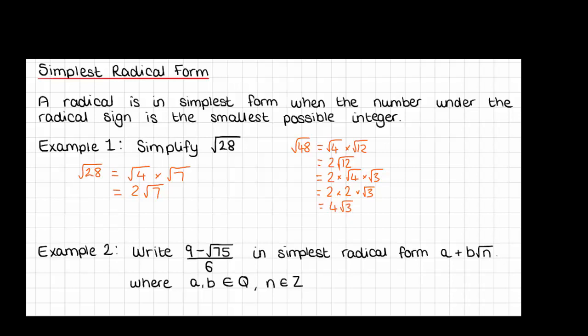Now we had to do that process twice, whereas if we'd seen that 16 went into it, we could have worked out that 16 is the biggest square number that goes into 48, and the square root of 16 times the square root of 3 would then give us straight away 4 root 3. So it is possible to do it with multiple processes if you can't find the biggest one, but if you can find the biggest one, it's just a lot quicker.